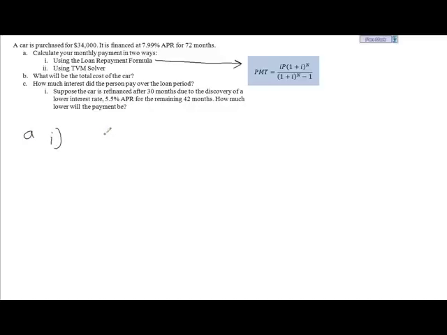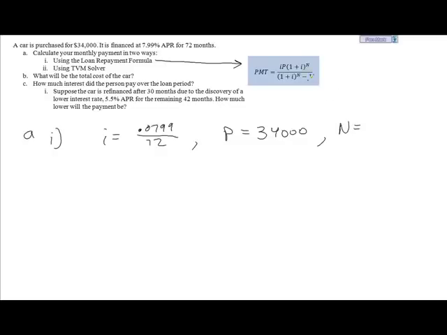So our I value, our periodic interest rate, is 0.0799 divided by 12. That's how much we're paying per month. Now our P is the principal that we're borrowing, so we're borrowing $34,000. Now we don't need to worry about negatives or positives in here. In fact, everything's positive in this equation because we need to ensure that the math works out right.